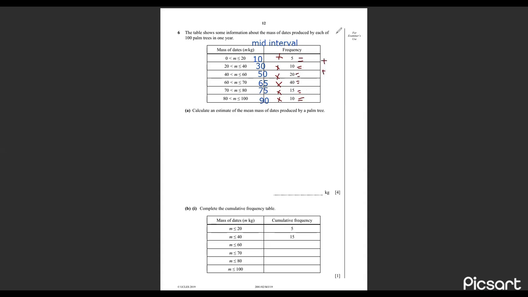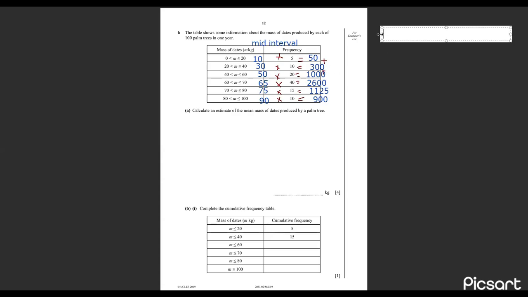So here, 10 multiplied by 5, which is 50. Then we add 30 times 100, which is 300. And here will be 1,000. 2 zeros, 500. 5 times 2 is 10, and 2 zeros is 1,000. And here 65 multiplied by 40. We add the 50 here.